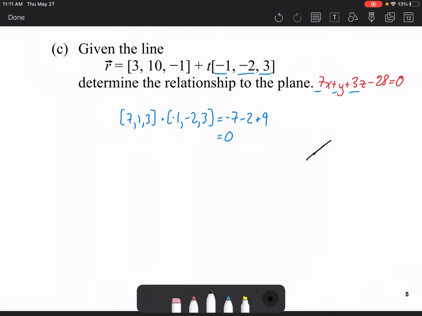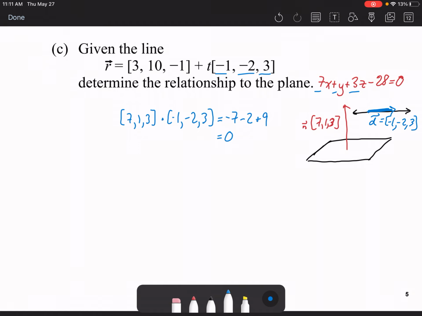So what that means now is our plane has this normal of (7, 1, 3), and our line had a directional vector that was orthogonal to that one. So that directional vector turned out to be (-1, -2, 3). So this gives us two possibilities that come out of this. Therefore, the line is either parallel or in the plane.